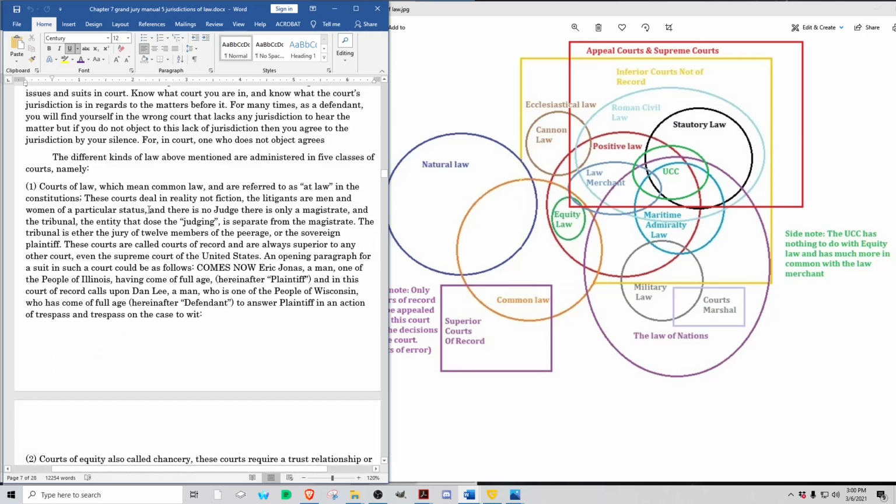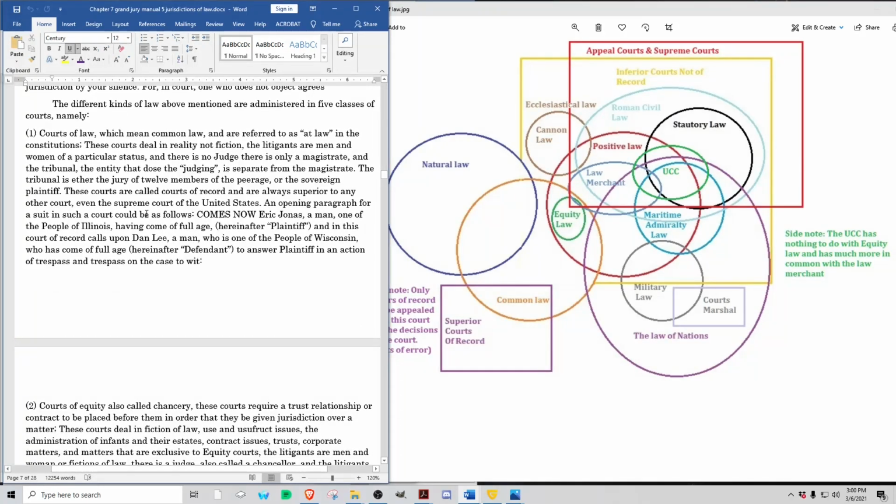Namely, first, courts of law, which means common law, and are referenced as "at law" in the constitutions. These courts deal in reality, not fiction. The litigants are men and women of a particular status, and there is no judge, there is only a magistrate. And the tribunal, the entity that does the judging, is separate from the magistrate. The tribunal is either the jury of 12 members of the peerage or the sovereign plaintiff. These courts are called courts of record and are always superior to any other court, even the Supreme Court of the United States.